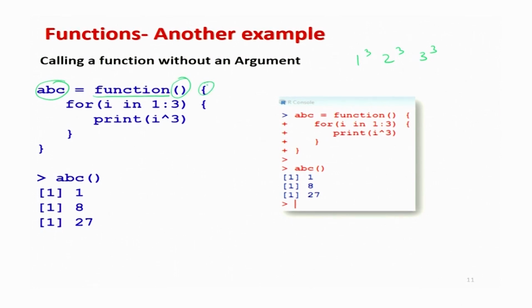Then I write the curly bracket number 1, and I close it here, and then I use a loop, say for i in 1, 2 and 3. This will execute whatever I write under the curly bracket number 2, which is print i cube, that is all.